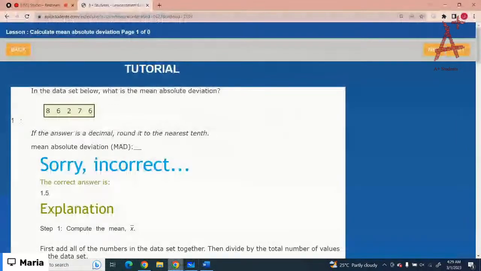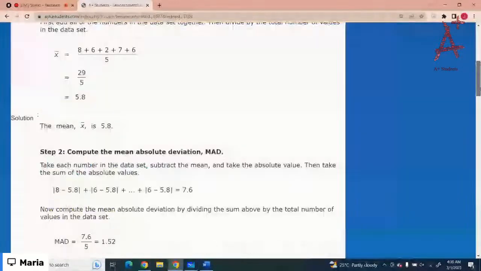Let's start with the first example. In the data set below, what is the mean absolute deviation? The data is 8, 6, 2, 7, 6. You have to calculate the mean absolute deviation for these numbers. You have to follow two steps.